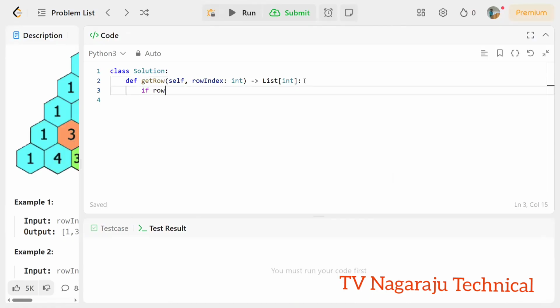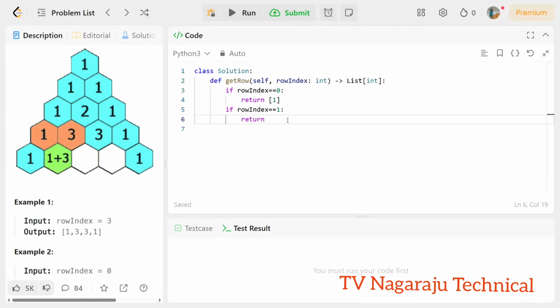First, what is the condition? If row index is equal to 0, meaning at the 0th row, directly you have the answer 1. Only 1 is written. Suppose the row index is equal to 1, for the first row. Why am I writing the 0th row and first row? For this, no calculations are required at all. Simply you get the answer. The first row, what is the value? 1, 1. So write 1, 1.